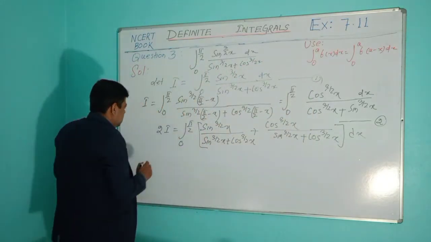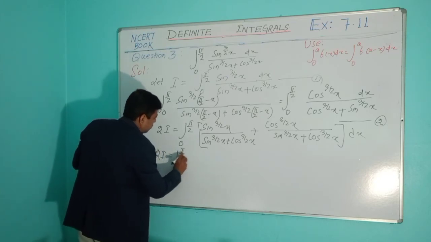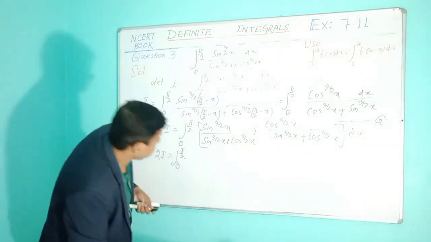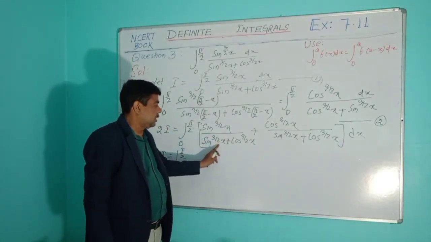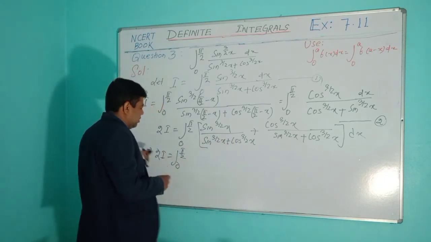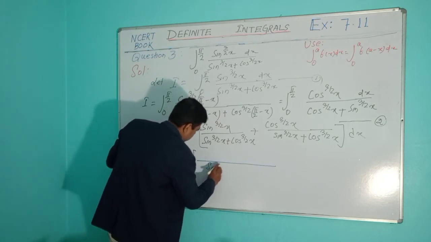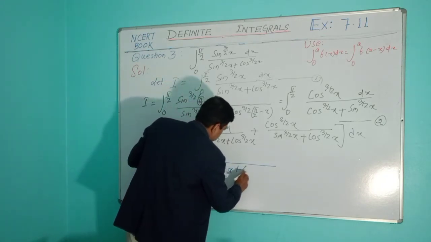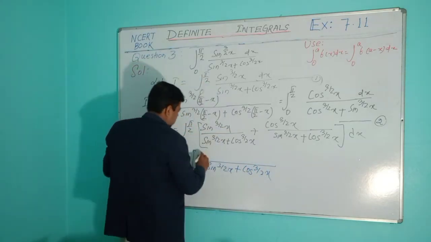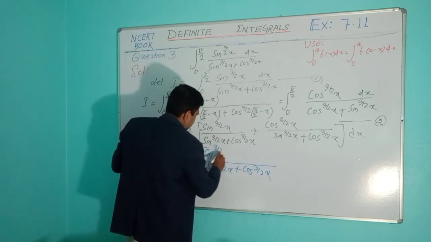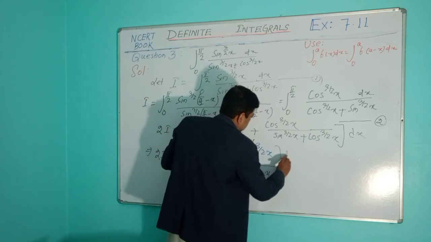Understand or not? Now you can write 2I equals the integration of 0 to pi by 2. Here the denominator is sin to the power 3 by 2 x plus cos to the power 3 by 2 x. The denominator will be the same, sin to the power 3 by 2 x plus cos to the power 3 by 2 x. Understand or not? And the numerator will be sin to the power 3 by 2 x plus cos to the power 3 by 2 x, dx.